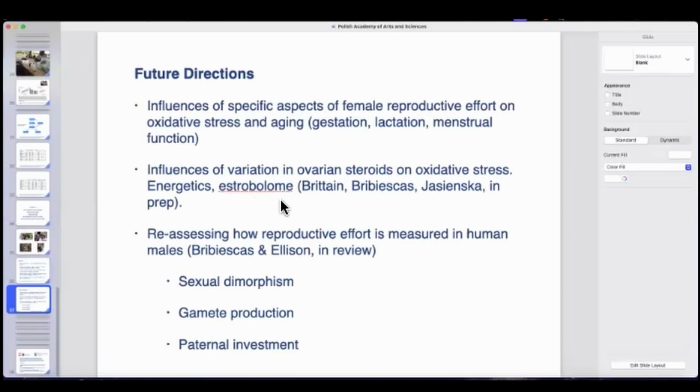And then finally, pivoting back for a moment to males, I think we need to reassess how reproductive effort is measured in human males. Sexual dimorphism, gamete production, paternal investment, these are all things that I think need to be woven together in a much more comprehensive fashion to understand male reproductive effort. And then perhaps maybe some of this will be a little clearer.